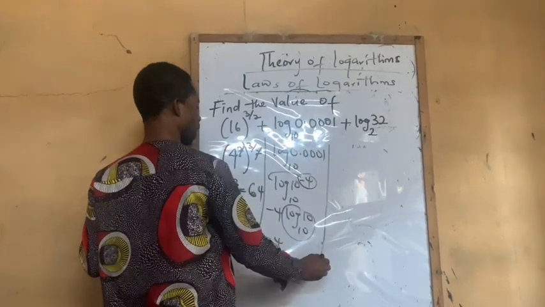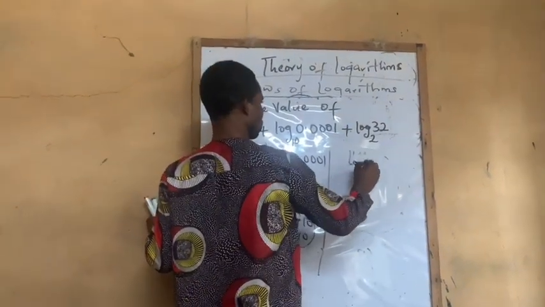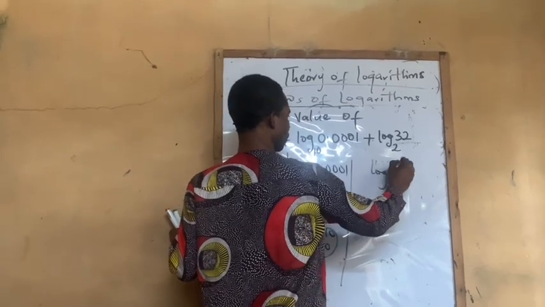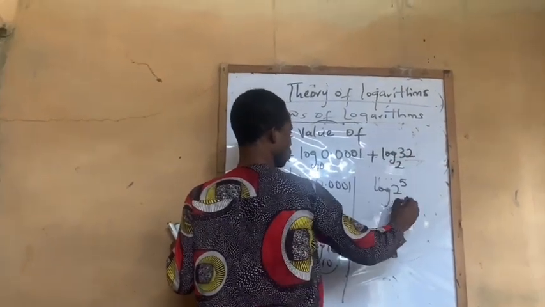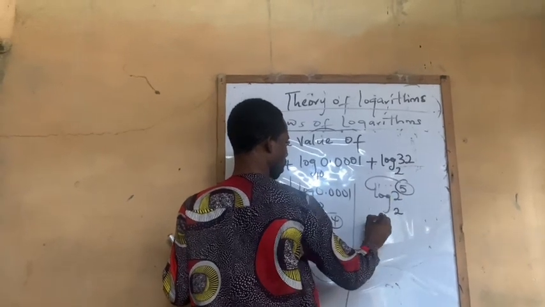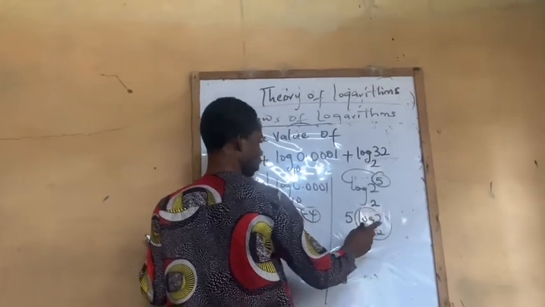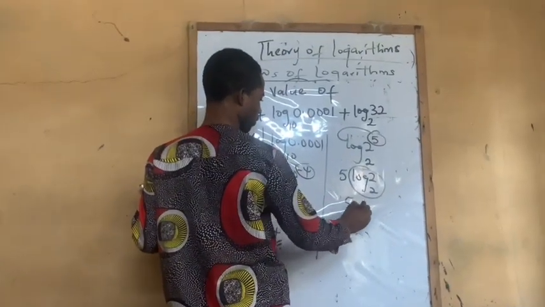Now, the last one, that is log 32 base 2. 32 is 2 to the power 5. This will come here, that is 5 log 2 base 2. This is 1. 1 times 5, that is 5.